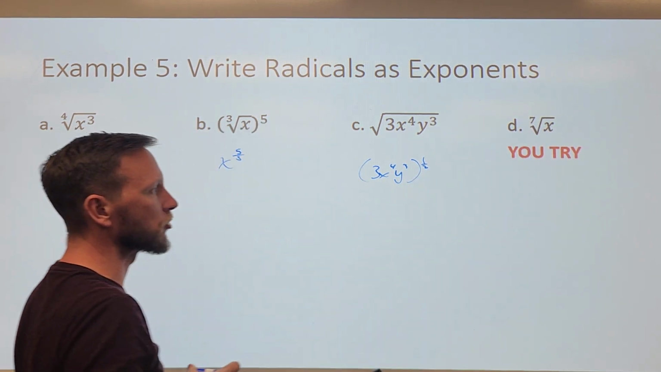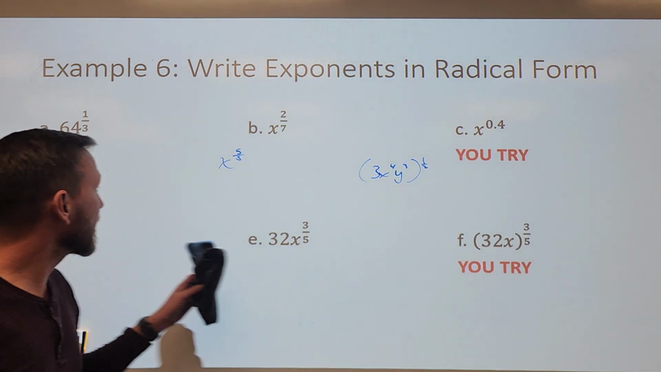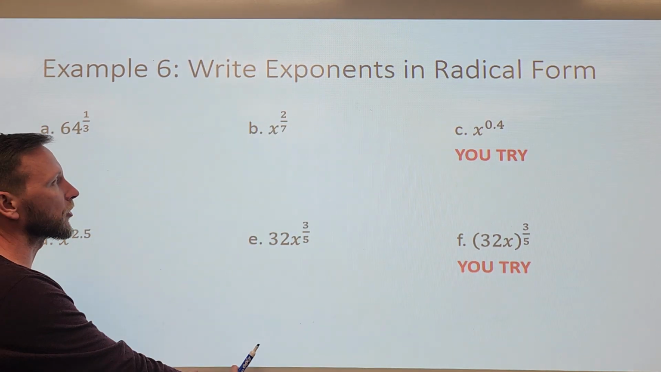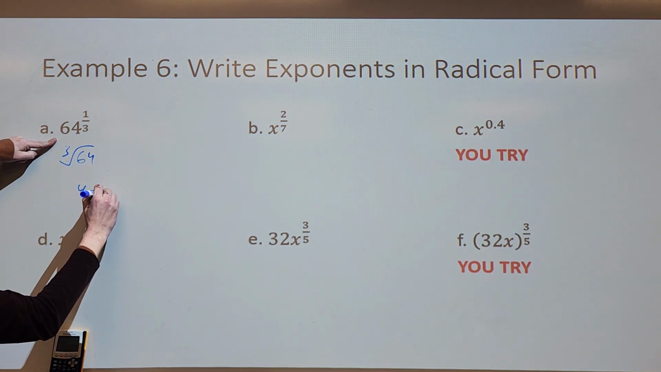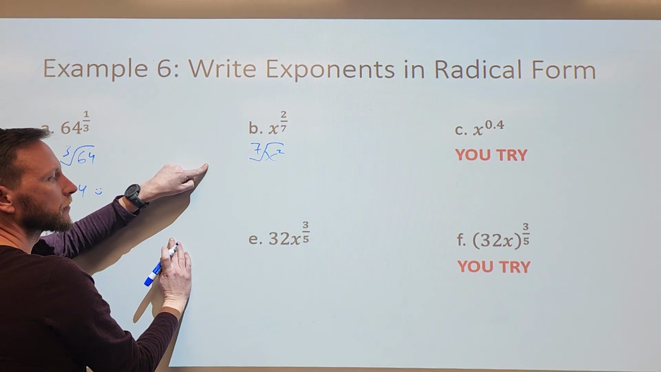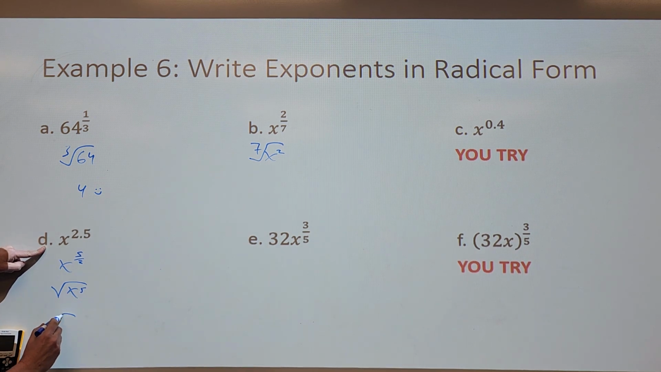And then this here, I would like for you to try to write that in an exponential form. Writing that in the reverse, given the exponential form, can we write it in radical form? So this would be the cube root of 64, which we know is 4. This would be the 7th root of x squared. This would be x to the 5/2. 2.5 is 5 over 2, which means that we have the square root of x to the 5th. You can also write that as the square root of x to the 5th, all right?